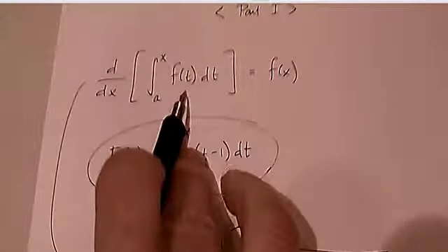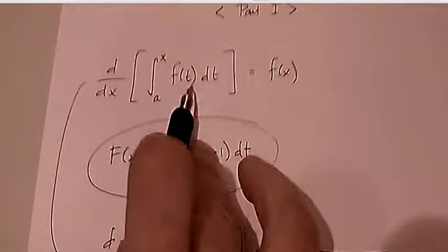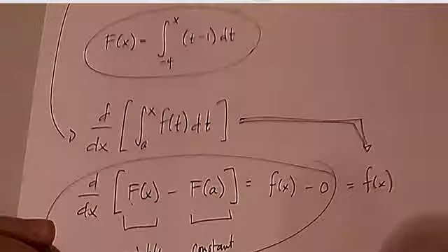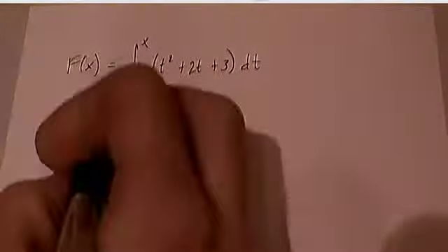All you need to know for the second fundamental theorem of calculus is that when you're taking the derivative of something like this, and it has to be number to a variable, it just becomes f of x. Okay, so let's walk through a couple of examples. It won't really be all that difficult. Let's say I have f of x equal to the integral from negative 3 to x of t squared plus 2t plus 3 dt, and I want f prime of x. I want to take the derivative. I'm telling you, it is this easy.